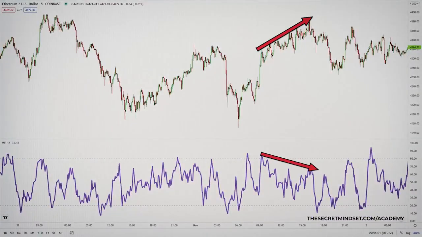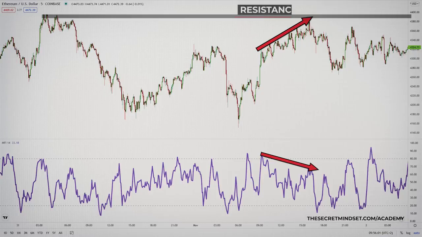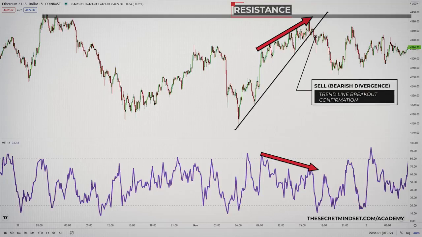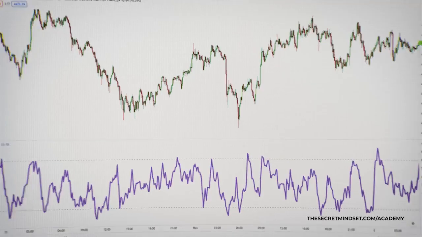Here's an example. The money flow index reached an overbought area. We have a divergence between the MFI and the price. Also, look at the location of the divergence, where it has formed, at an area of resistance. And the sell signal was confirmed after the trend line was broken to the downside.